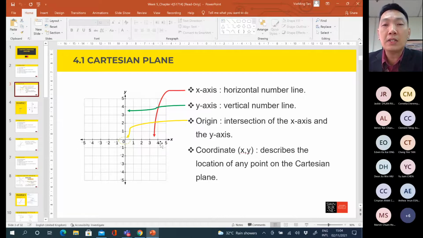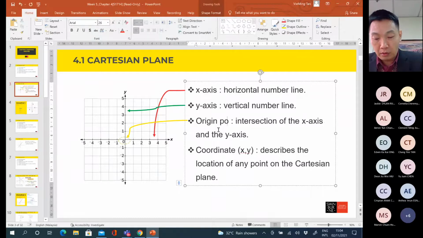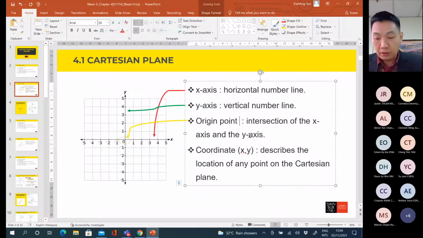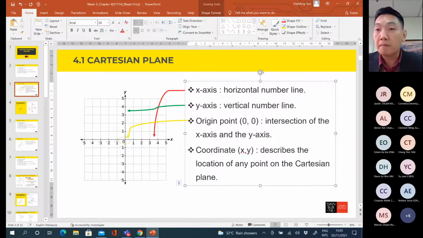The intersection point between the y-axis and the x-axis is called the origin point. You can add that down: the origin is the point whereby the x and y axes intersect. At this point, the coordinate is (0, 0). That means the x value is equal to 0, and the y value is also equal to 0 at this point.